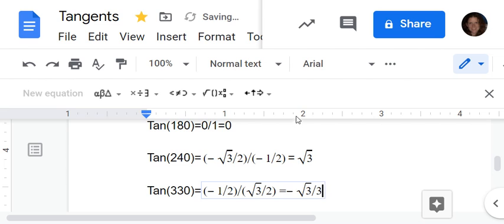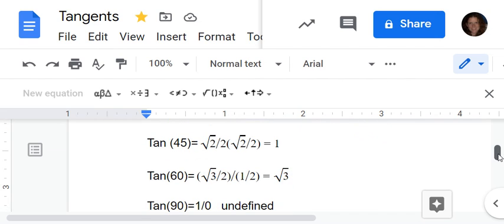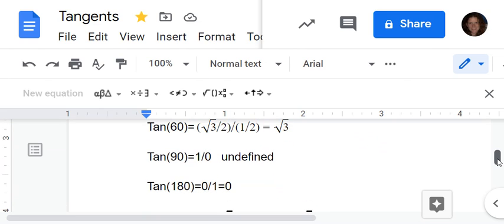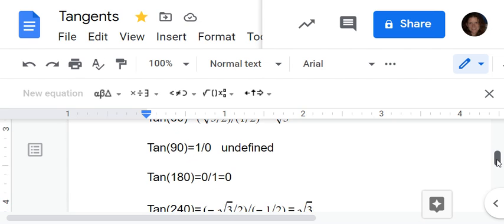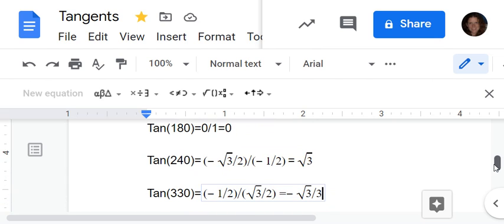The nice thing with these is we can look back to see them. So if you know a bunch of them, you know if you end up with 1/2 over square root 3 over 2, you end up with square root 3 over 3. You know if you end up with negative square root 2 over 2 over square root 2 over 2, you get 1. You know if square root 3 over 2 over 1/2, that gives you square root 3. Zero on the bottom is undefined, 0 on the top is 0. So you don't have to do all of these over and over again if you remember them. You just have to watch those negatives. Negative divided by negative is a positive, but a negative divided by a positive is a negative. And if you've got those, you've got all the rest.